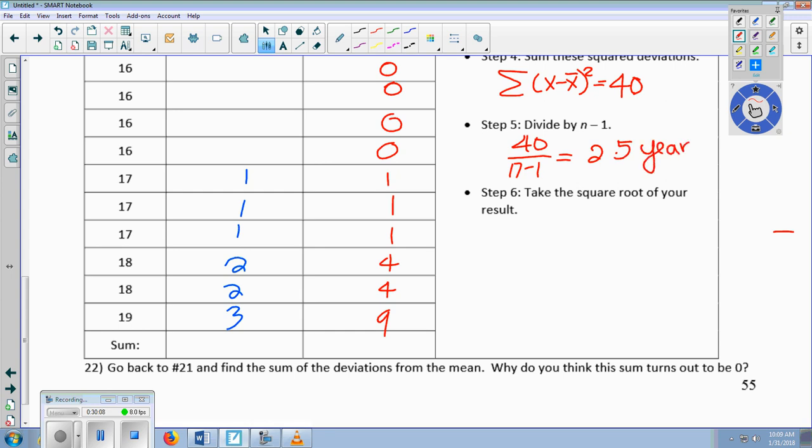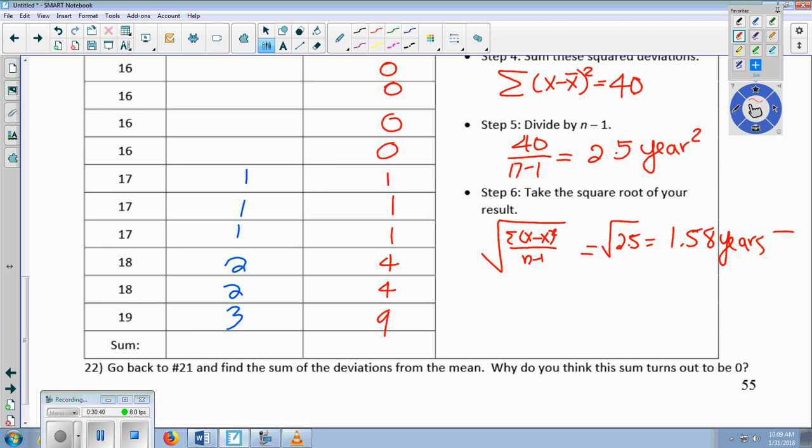Right now we're working with years squared as our units. The last piece of our formula says after you sum these distances that you've squared and divided by this, you're going to take the square root. So we're going to take the square root of 2.5, and that will give us 1.58 years.